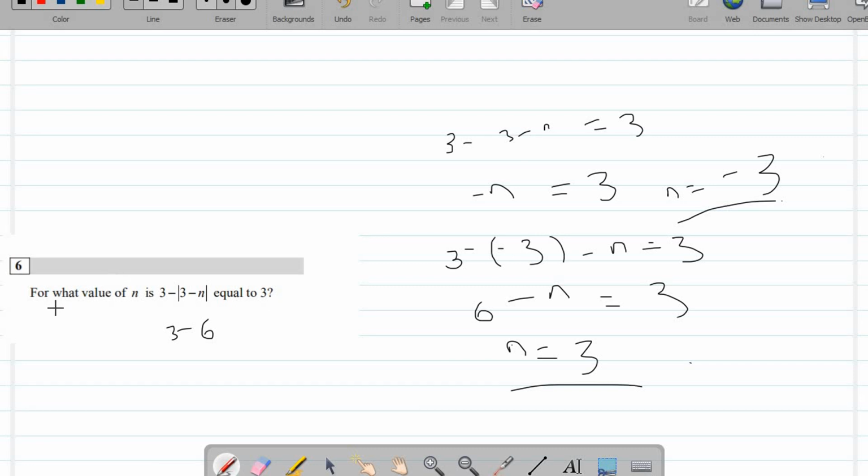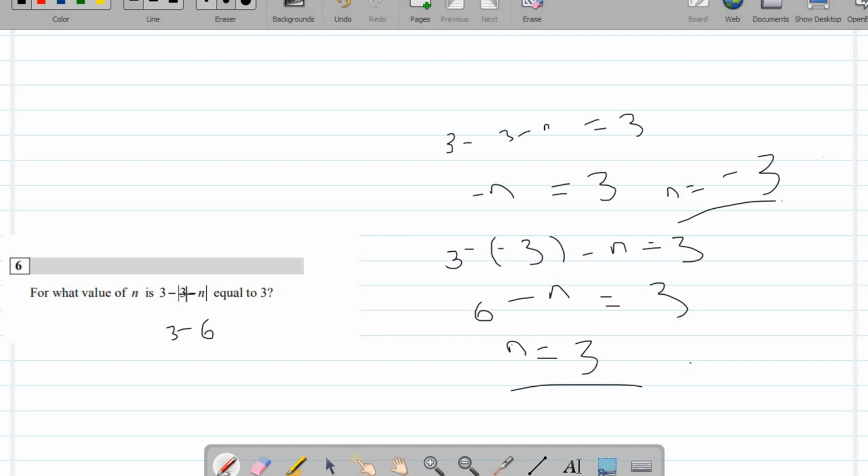Or should I solve it one more time? For all values of n, is 3 minus |3 minus n| equal to 3? So all you need to do is 3 minus the absolute value of 3 minus n. Now that absolute value of 3 minus n, you can leave it like that, which is positive. So you have 3 minus 3, which is 0, minus n will equal 3. But if you put the negative form of it, 3 minus (3 minus n) is equal to 3.